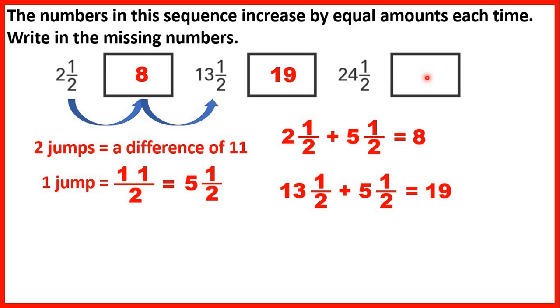So now, for this final box, we have 24.5 plus 5.5, so that's 30. 24 plus 5 is 29, a half plus a half is 1, so that's 30 altogether.